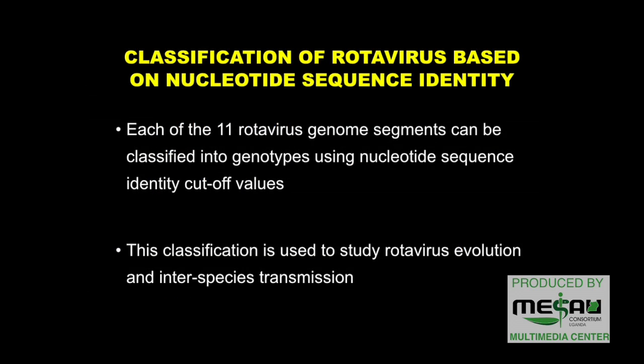Another way we classify rotaviruses is by using the nucleotide sequence identity of the rotavirus genome. So we have some cutoff values. When you get a certain cutoff of how similar those nucleotides are, then it gives you that genotype. You are able to name that genotype. And this classification, we use it in studying rotavirus evolution and interspecies transmission.